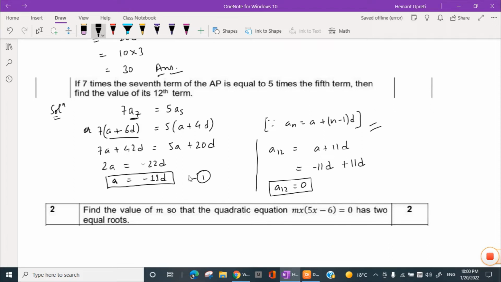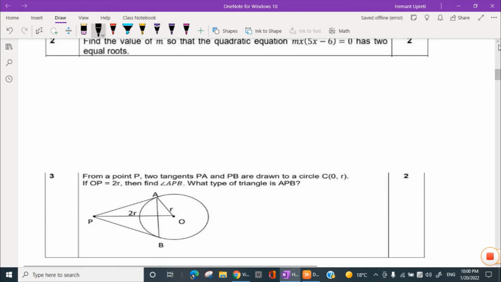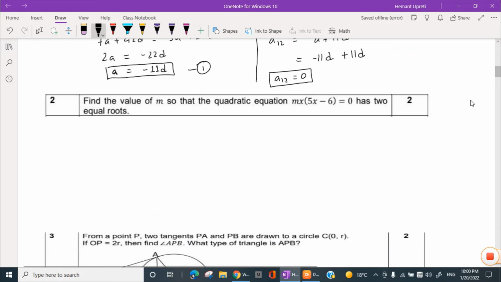Answer is 0. If any mistake is there in any calculation, you are free to contact me and inform me. Question number 2. Find the value of m so that the quadratic equation mx into 5x minus 6 in bracket is equal to 0 has two equal roots.